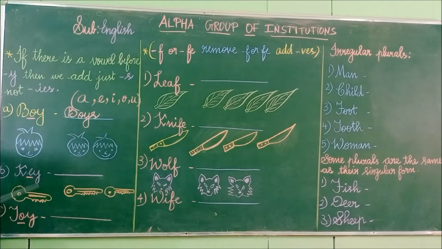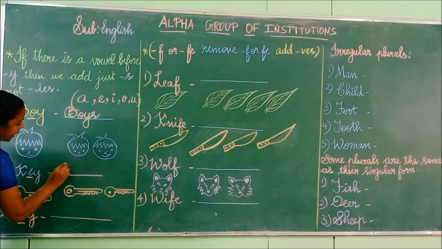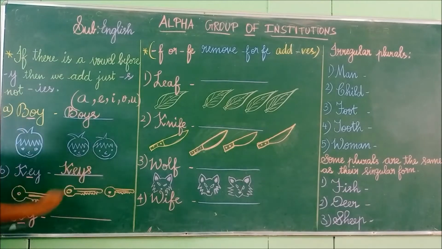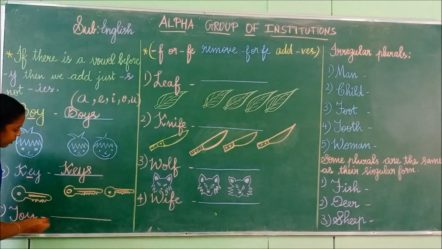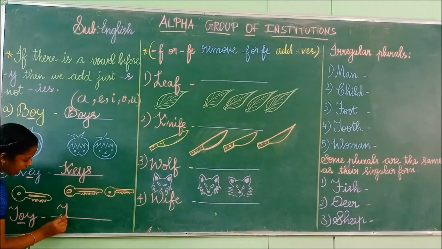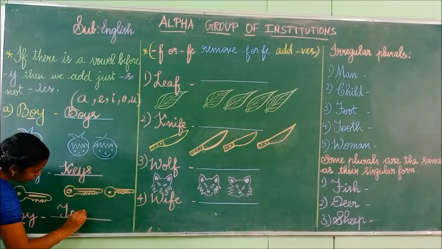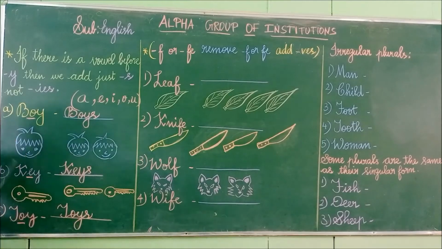Key. Here also the letter before Y is E. E is a vowel, so you have to add S, not IES. Keys. The plural form of key is keys. Next one, toy, T-O-Y. The letter before Y is O. O is a vowel, so you just add S, not IES. Toy. So you have to look at the letter before Y.